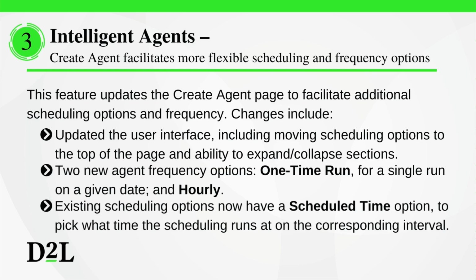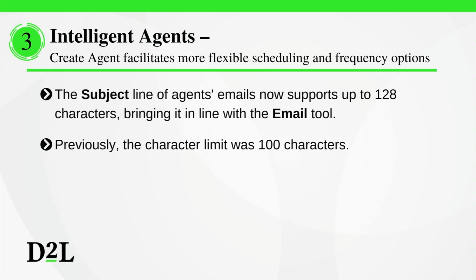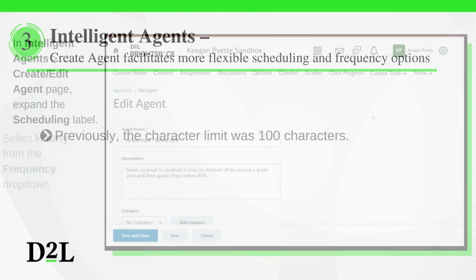One-time run for a single run on a given date, and hourly, which runs every set number of hours. The existing scheduling options now have a scheduled time option to pick what time the scheduling runs at on the corresponding interval. Finally, the subject line of agent emails now supports up to 128 characters, bringing it in line with the email tool. Previously, the character limit was 100 characters.